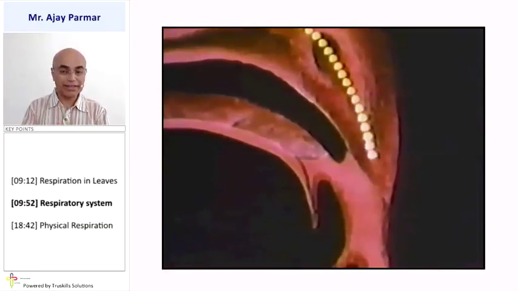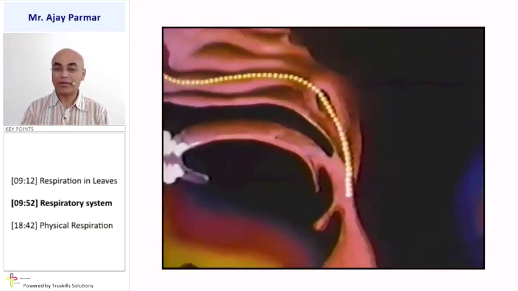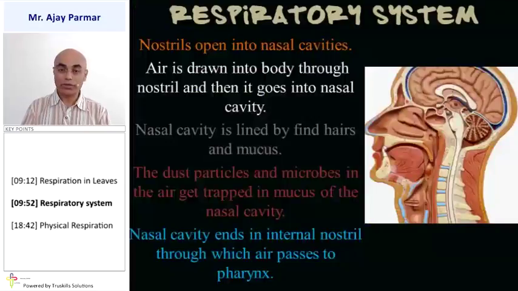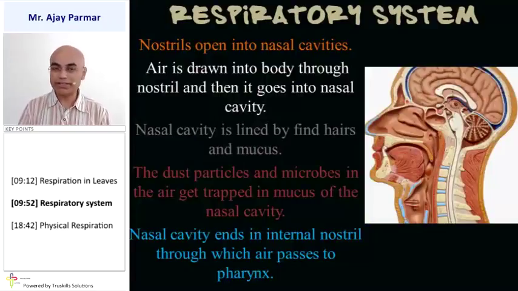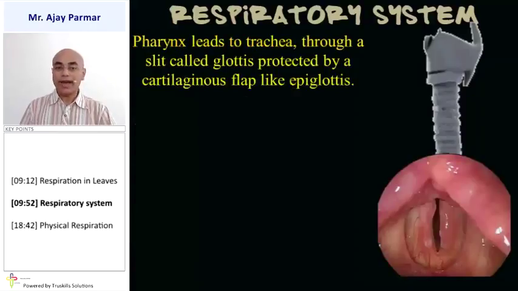So, it is this pharynx into which the air will enter, through the nose also, through the mouth also. You know that we can breathe through the mouth also. But generally it is not advisable because purification of air will not take place as efficiently as through the nose. The pharynx leads to the trachea.